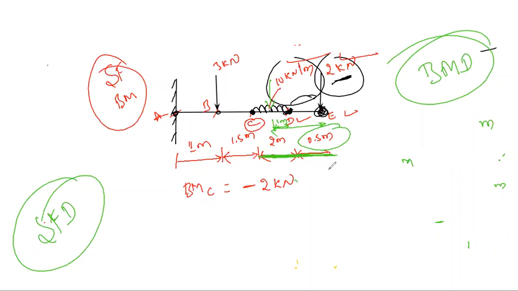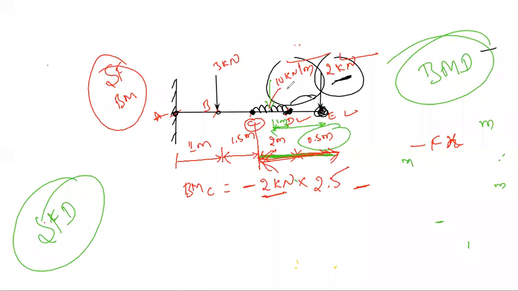As we know that bending moment is nothing but minus force into distance. This is the force. Now we need to multiply with the distance. Distance is how much from here to here? 2 into 1.5, from here to here; 2 into 0.5, from here to here. 2.5, 2.5, sir. Next, minus.